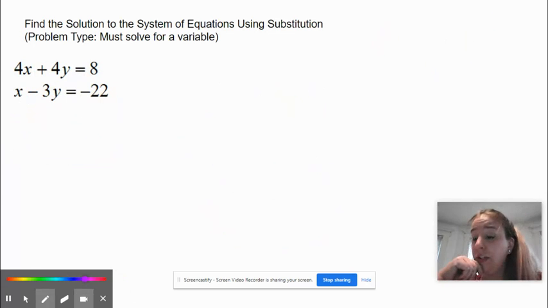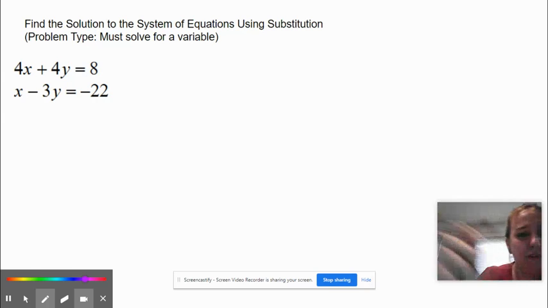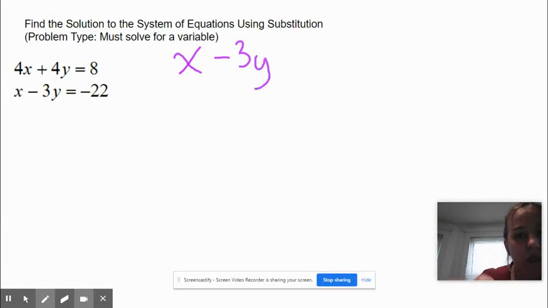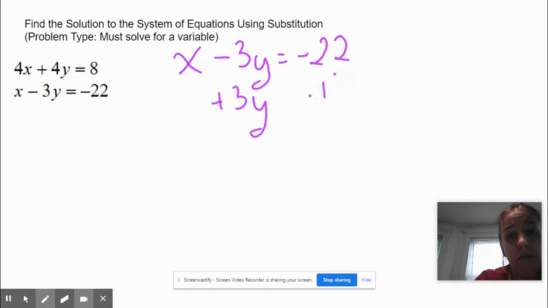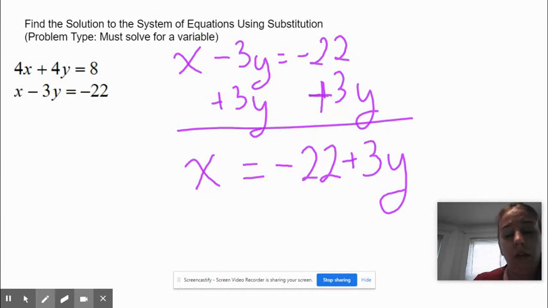All right, so your first move, step 1, what should we isolate? You could do whatever you want. I'm going to go with isolating that x because it's all by itself already, kind of. So let's add 3y to both sides. Right? And then x equals negative 22 plus 3y. Okay. If you're taking notes, pause it, get it down. I'm going to clear the board.